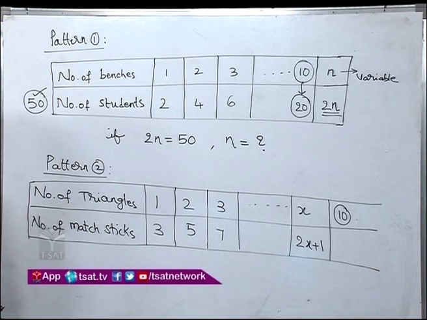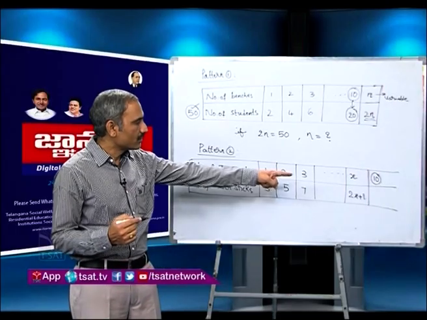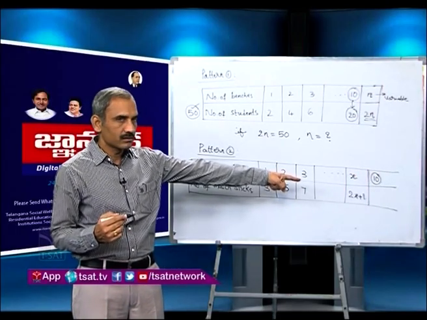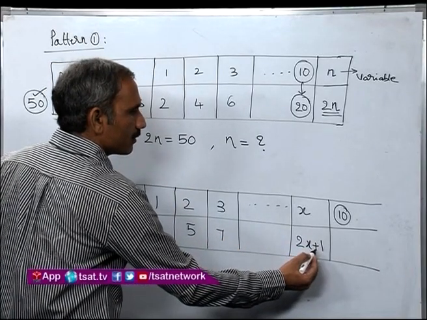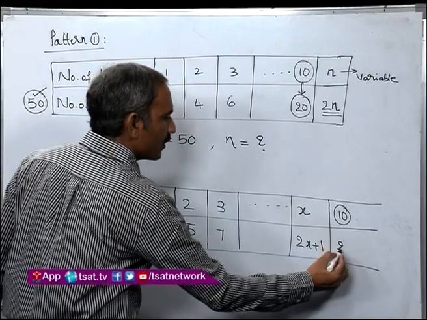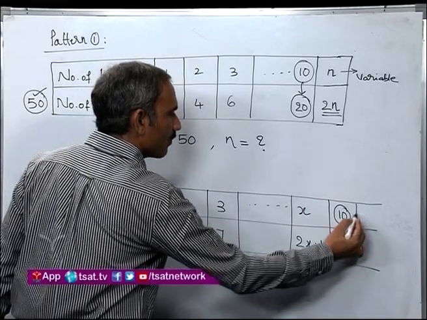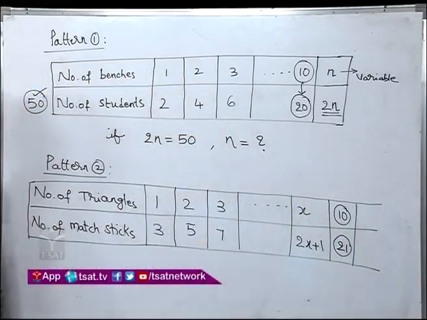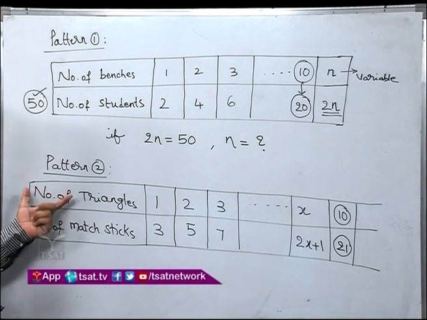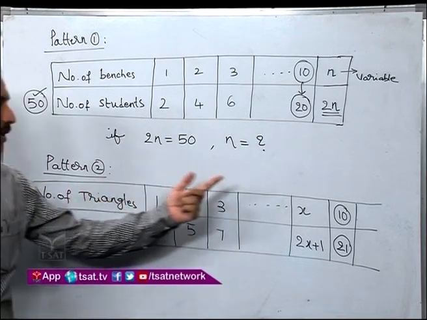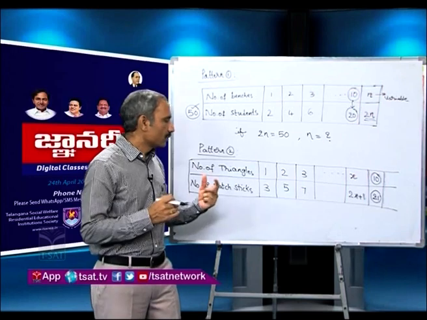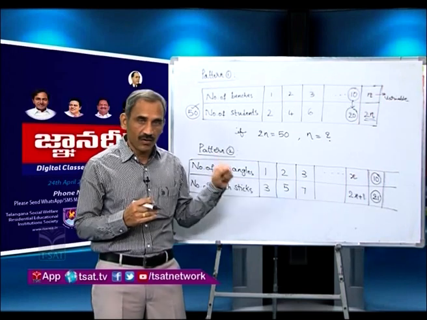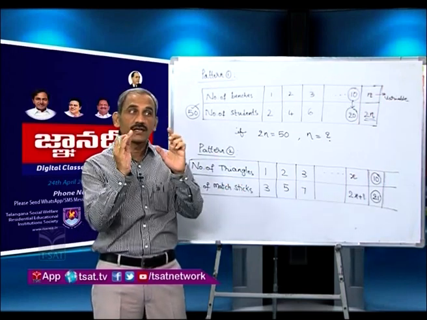How many matchsticks are required? Just substitute in that generalized formula: 2 into 10, 20, plus 1. That means I require 21 matchsticks. Now, again, here what we observed is that if you know the number of triangles, then we can find how many matchsticks are required to form that number of triangles.